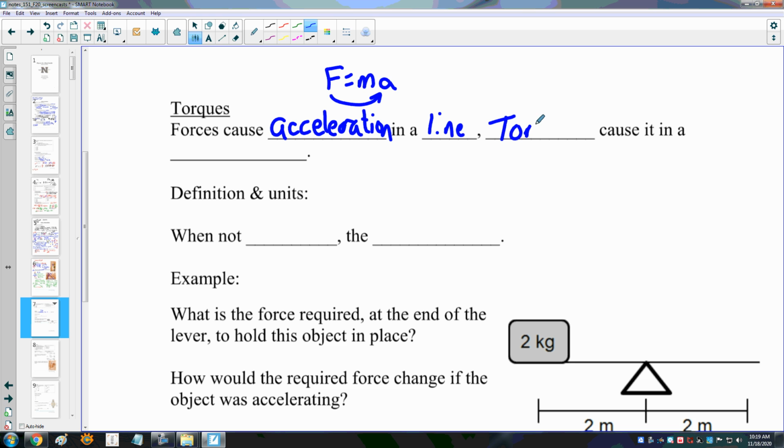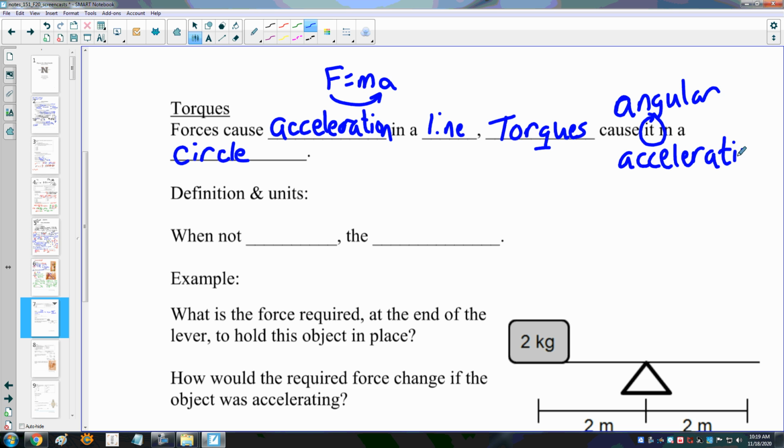Torques, on the other hand, will cause an acceleration in a circle. And here when I say it, I mean a rotational or angular acceleration. So instead of having an object accelerate in this direction, we're going to have an object that's going to accelerate in a circular direction. Well, to say that a circle is a direction isn't really true, right?